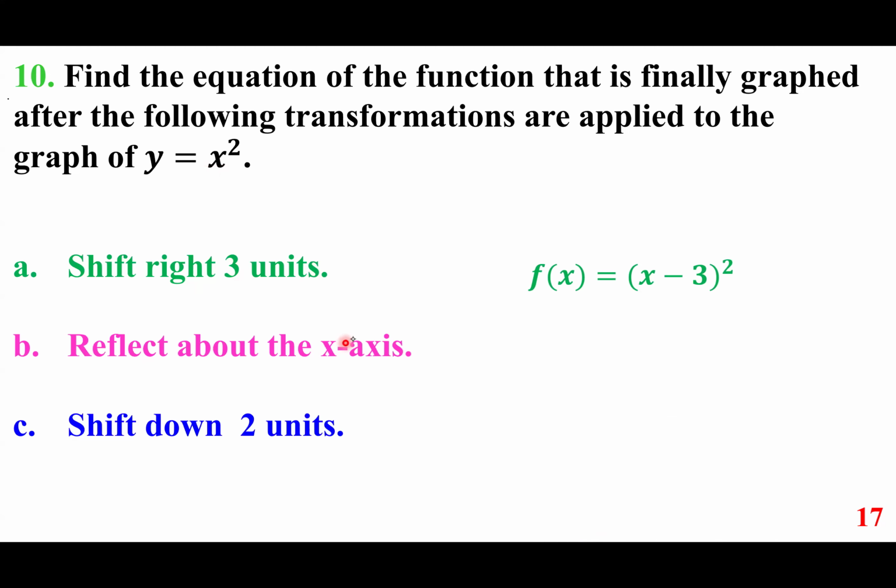Now reflect about the x-axis. Now we want to reflect this one. Okay, not that one. Now this is gone. Now we are dealing with this. Reflect about the x-axis. Put a negative sign in front. Shift it down by 2 units. So this one comes down by 2 units. So add negative 2. In other words, subtract. And that's the final answer.